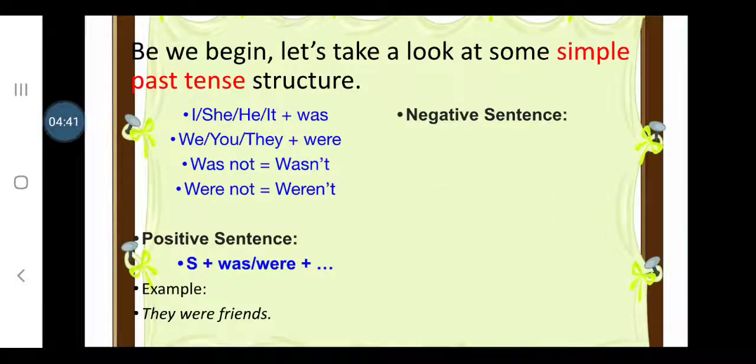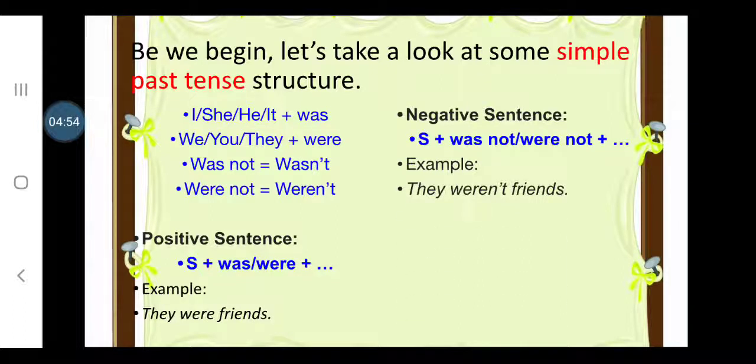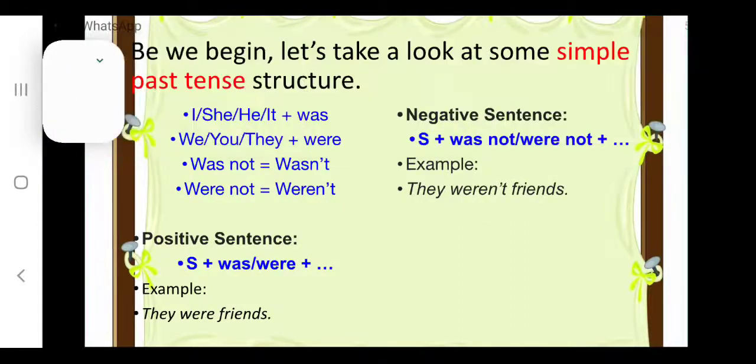Let's talk about the negative sentence now. Subject plus was not or were not, plus the object. For example, they weren't friends. The subject is they, weren't is were not, that is the verb, and friends, that's the object. They weren't friends.